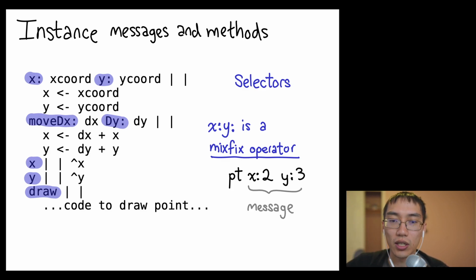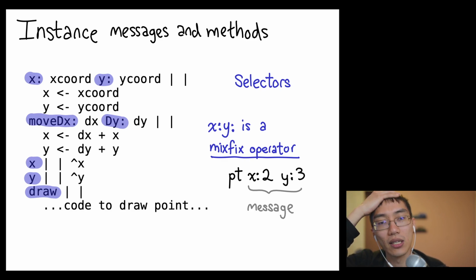And that chunk, x colon 2, y colon 3, that entire thing, that's your message, right? The x colon, y colon is the selector, the 2 and the 3 are the arguments. And when you pass this message to the object simply by juxtaposition, that will cause the method in question to get run, which will set the internal state to x coord and y coord.